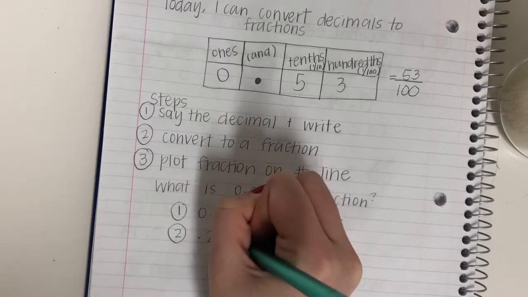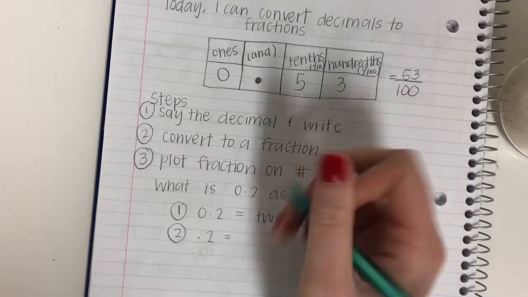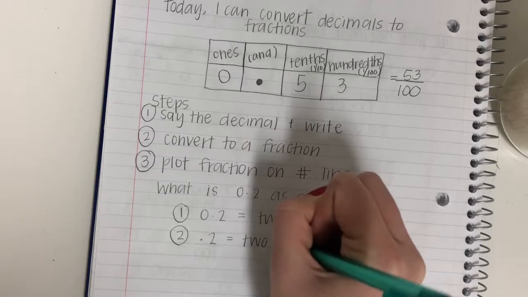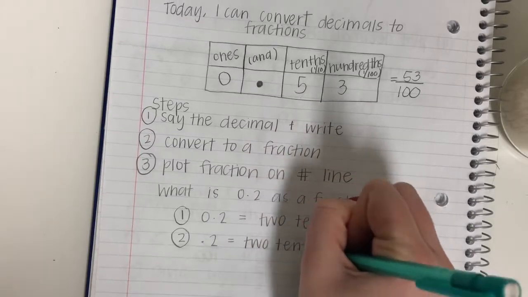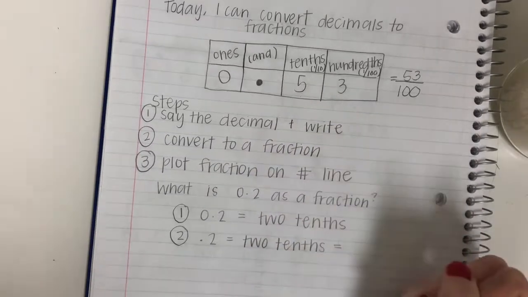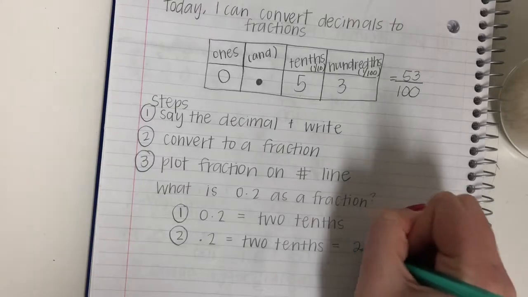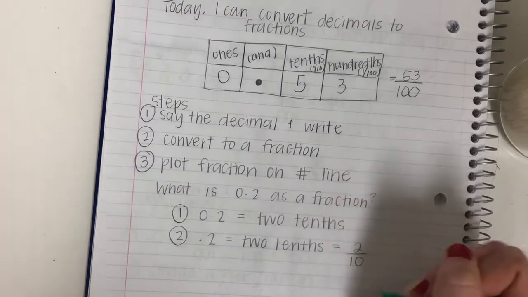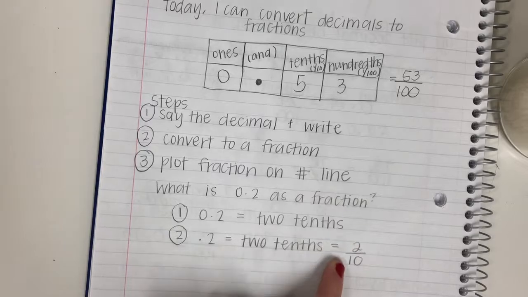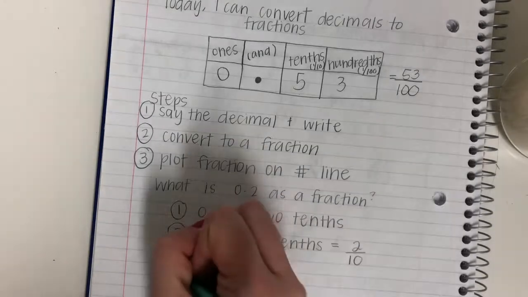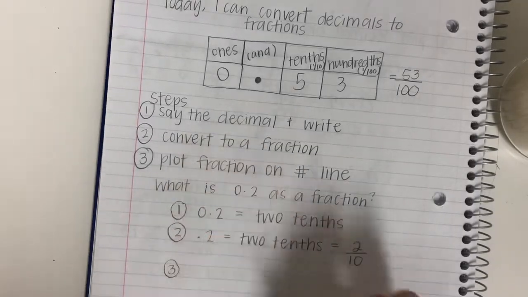So 0.2 or 2 tenths is equal to exactly how it sounds. 2 over 10. 2 tenths. Okay? Step 3, I now need to plot it on a number line.